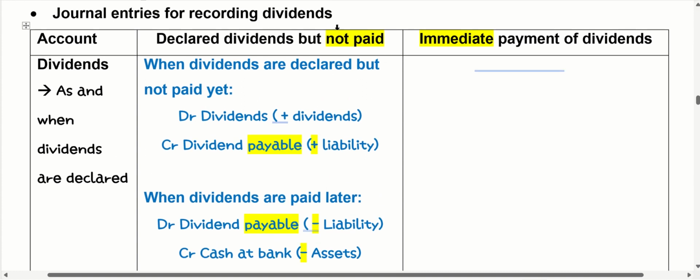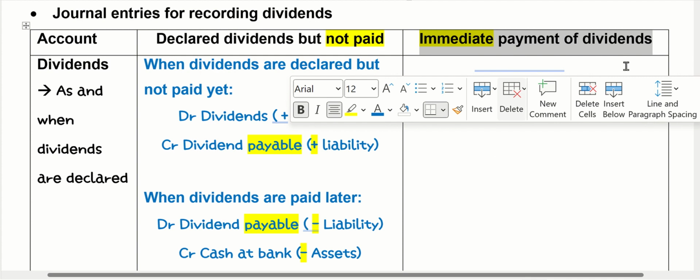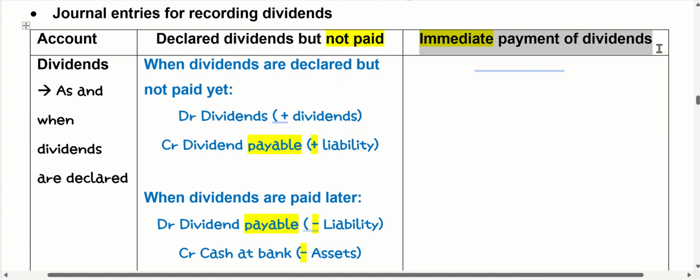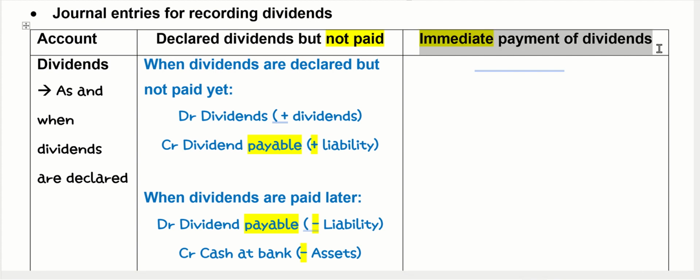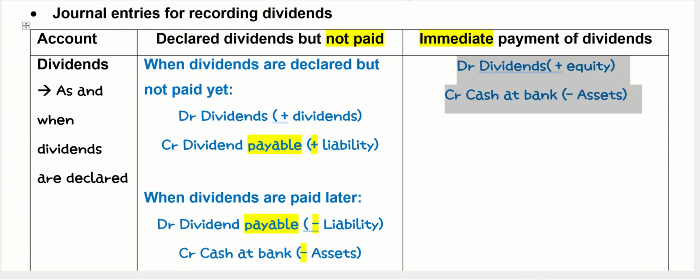So this is the first scenario. You declare dividends, you don't pay them, and then after that you pay them. The second scenario is that you immediately pay your dividends the moment you declare them. So you tell people, I'm going to pay you dividends, and then you pay them immediately. This is the double entry when you declare and pay dividends immediately. Firstly, you record a debit to dividend, an increase in dividend. And then you minus away your asset, because you have already paid out.